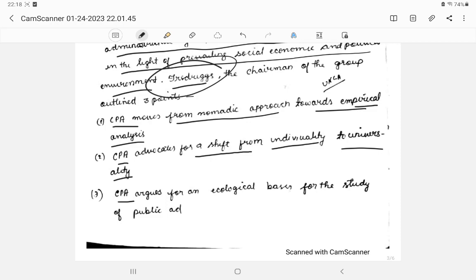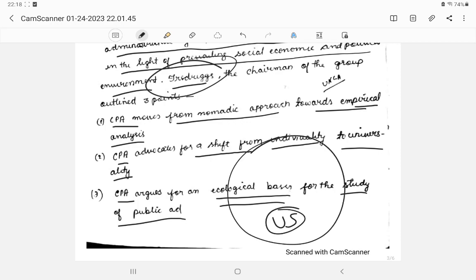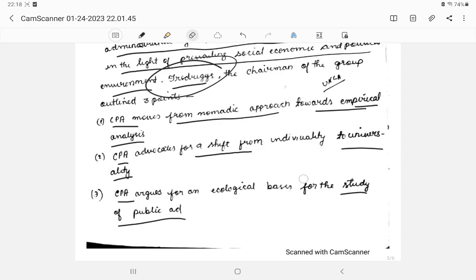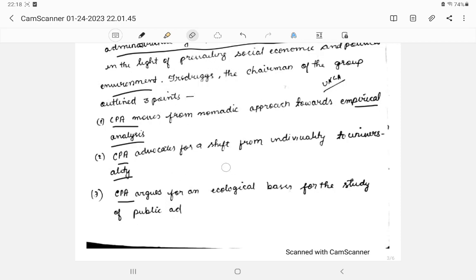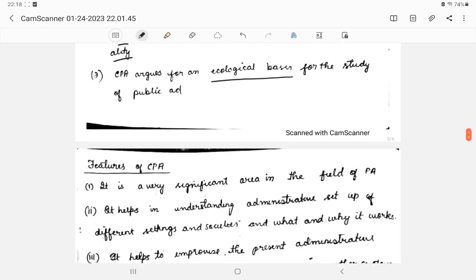Next, comparative public administration argues for an ecological basis for the study of public administration. Ecological basis means not focusing on one country but studying many countries. So what did Fredericks say? Fredericks gave three points: first, the nomadic approach to empirical analysis; next, individuality to universality; and third, an ecological basis for the study of public administration.